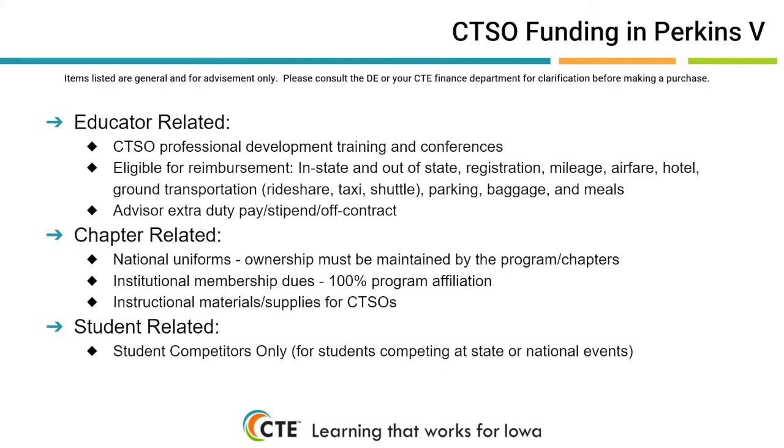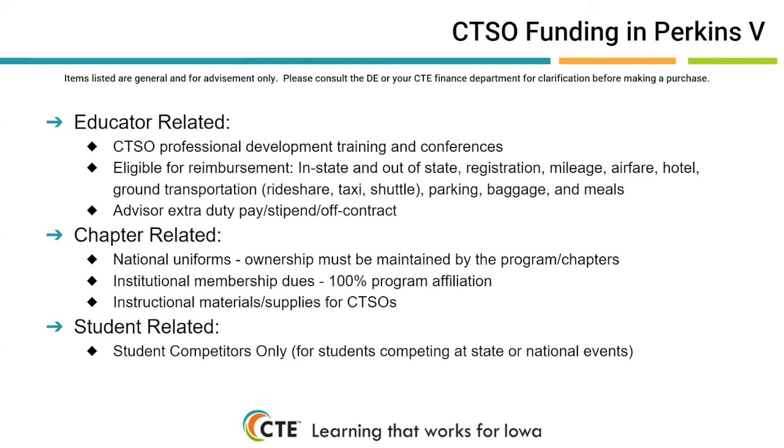Chapters may also utilize Perkins dollars to purchase elements like national uniforms. Many of our CTSOs offer particular national uniforms that students are able to wear to functions, and so long as ownership is maintained by the chapter or program or school, then you may purchase national uniforms.